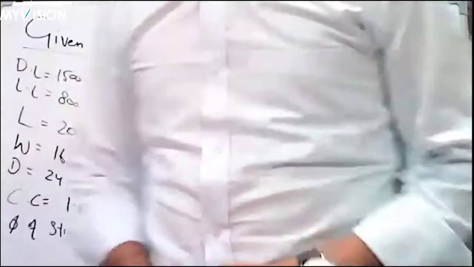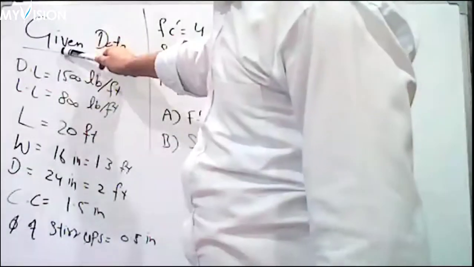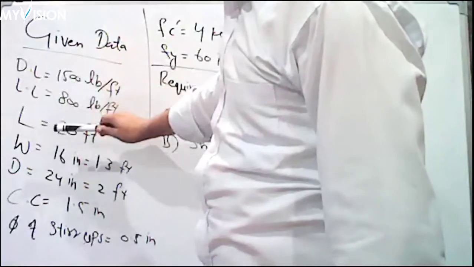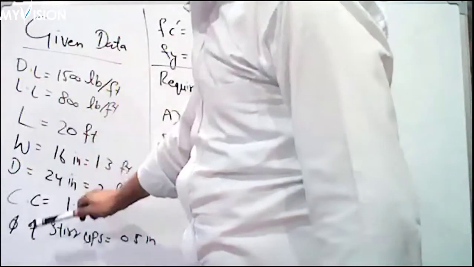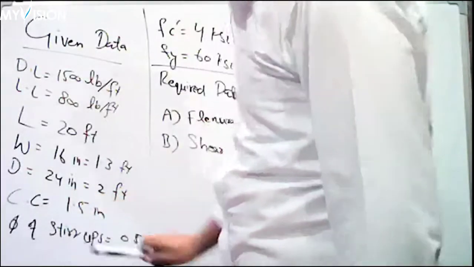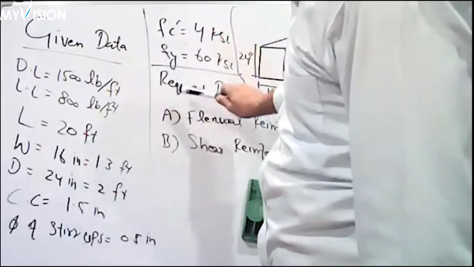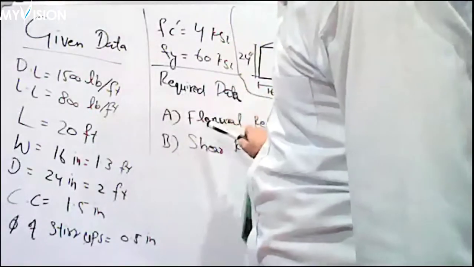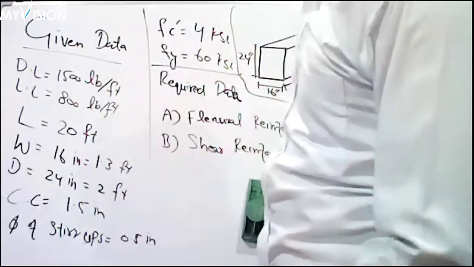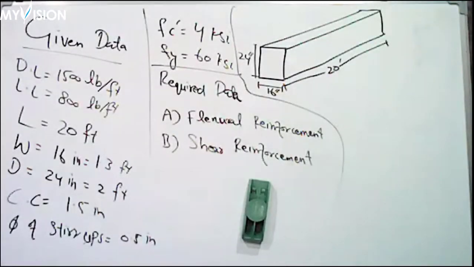Please try to understand. This is the given data: dead load, live load, length, width, depth, concrete cover, and diameter of the stirrup, that is 0.5 inches. Compressive strength, yielding strength. Required data is flexural and shear reinforcement. Shear reinforcement is given in this question. You need to calculate all these things. Is it clear?